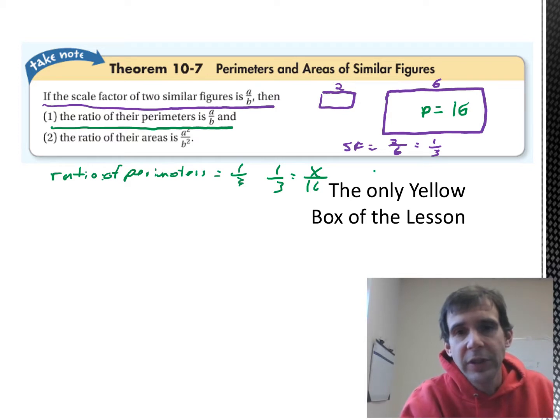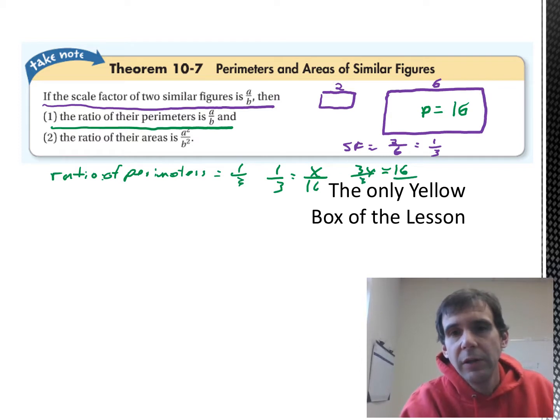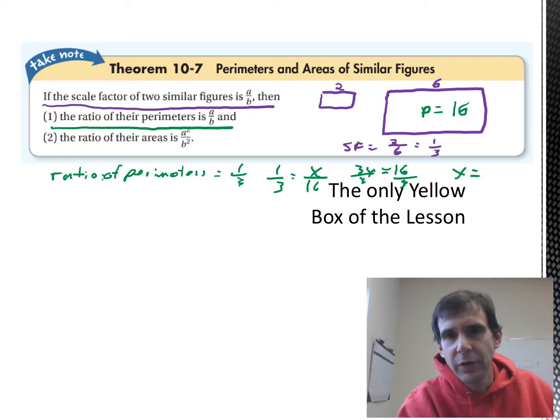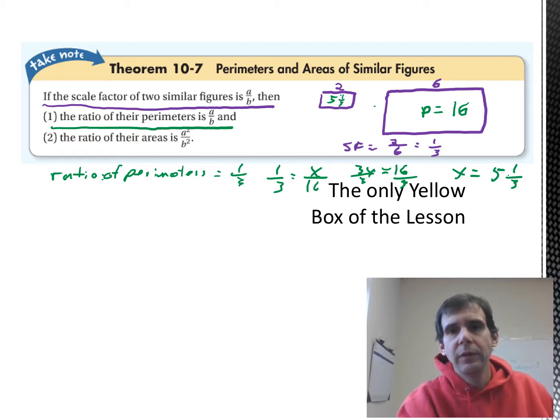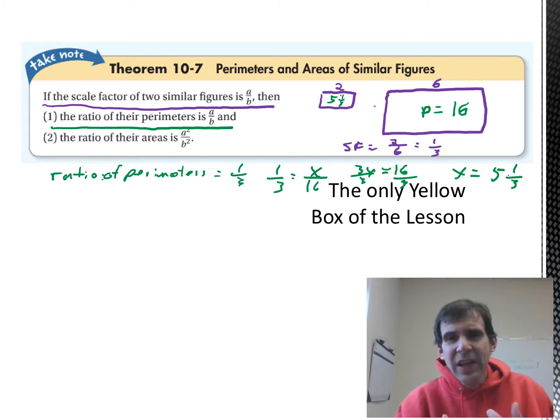So 1 times 16 equals 16, 3x equals 16. Divide by 3, and this will come out not so nice, but that's the way it goes. So 16/3 or 5 and 1/3. So the perimeter here would be 5 1/3 units. So this is how these ratios work. Perimeter, length, same exact ratio. Perimeter, scale factor, all the same because it's all one-dimensional length.